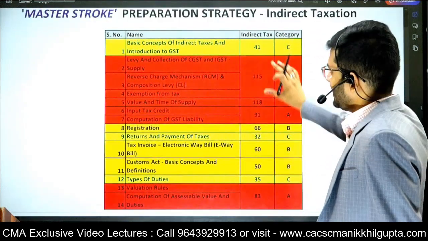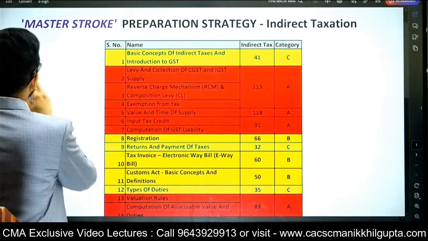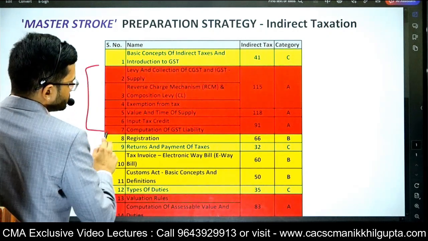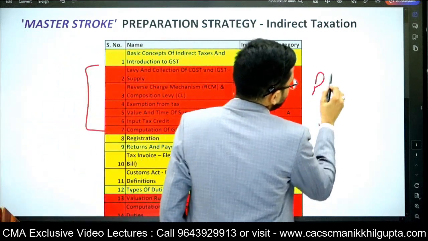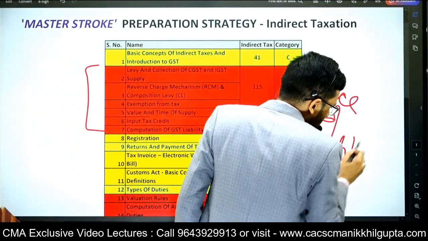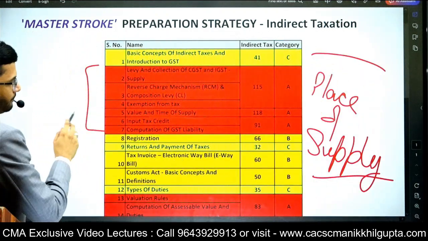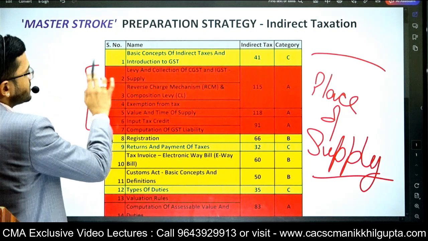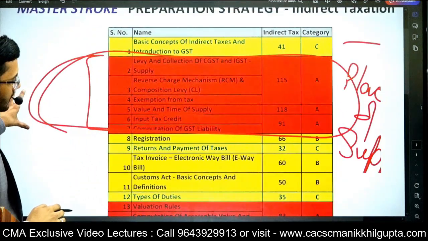All right, indirect taxation, of course: supply, reverse charge mechanism, composition levy, exemptions, value and time of supply. Place of supply is also there in your syllabus. CMA Intermediate, please note that place of supply is definitely there in your syllabus. It is there in the revised study material which the institute has released. All these chapters are quite important. So yes, you can expect a great deal of questions coming from this category of chapters.